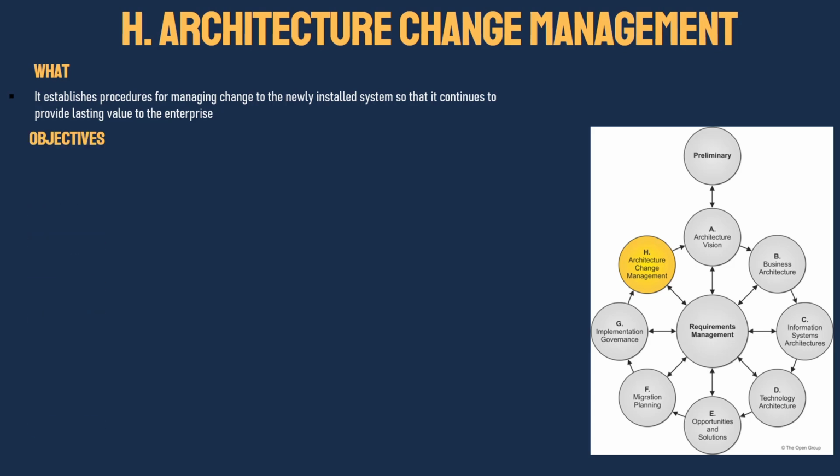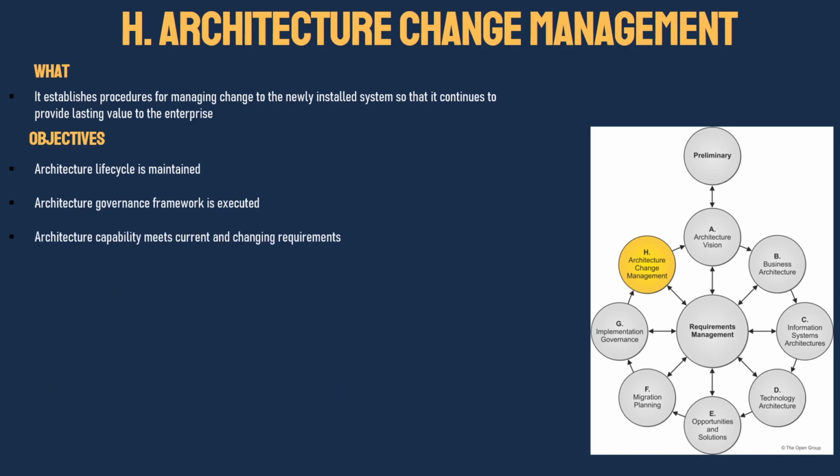Our major objective is to make sure that the architecture lifecycle is maintained, and the governance framework that oversees it is properly executed. The capability should meet current and changing requirements. Otherwise, we might need to do more work. We might need to improve this system that we have.